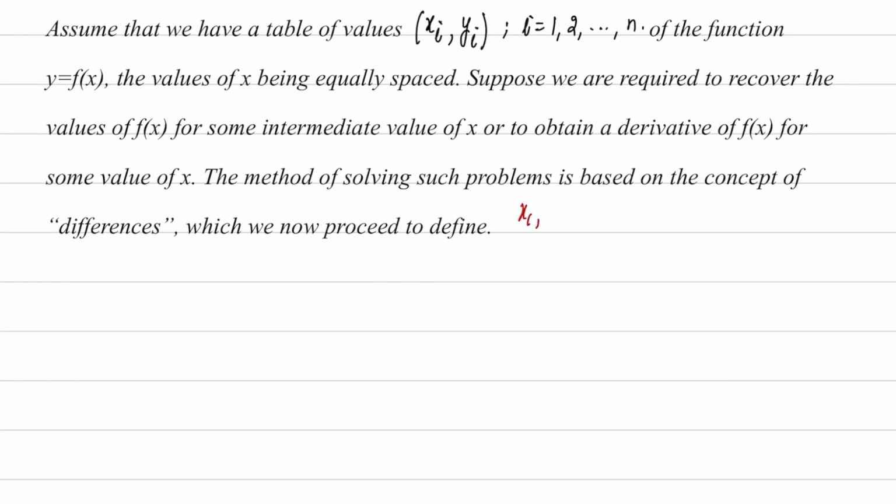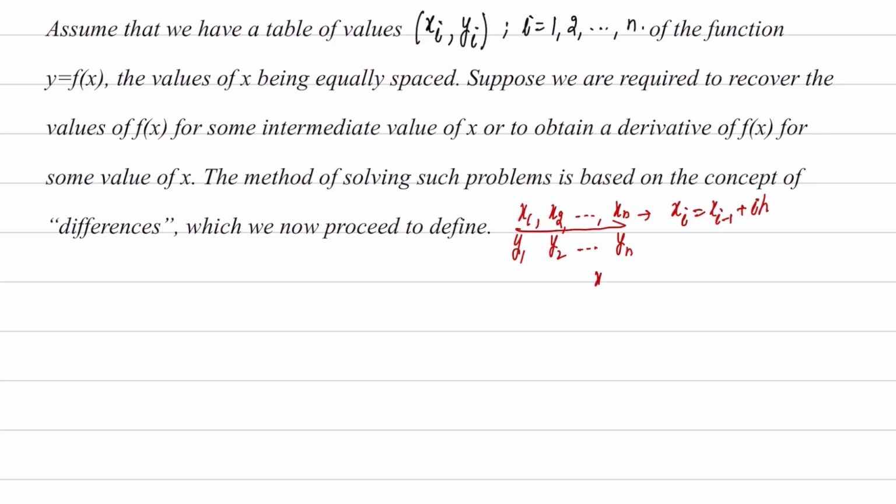We are given the points x1, x2, so on, xn, and the functional values y1, y2, so on, yn, defined in this way: f of x1 is y1, f of x2 is y2, f of xn is yn. These points x1, x2, xn are equally spaced, that means they form an arithmetic progression. So we have an unknown function y equal to f of x whose set of values is given, and these xi's are equally spaced. Now suppose we are required to recover the value of f of x for some intermediate value of x.